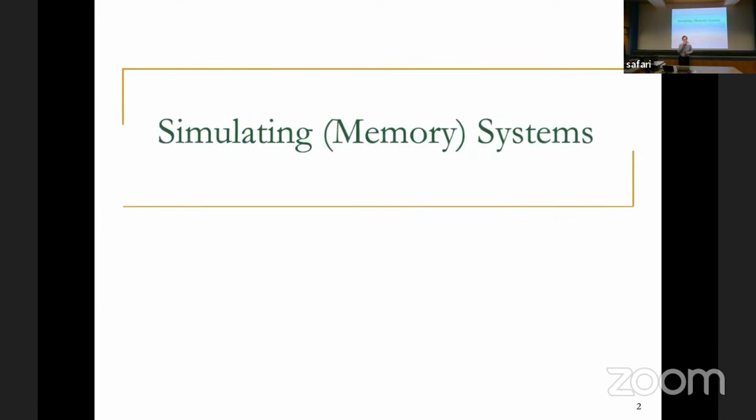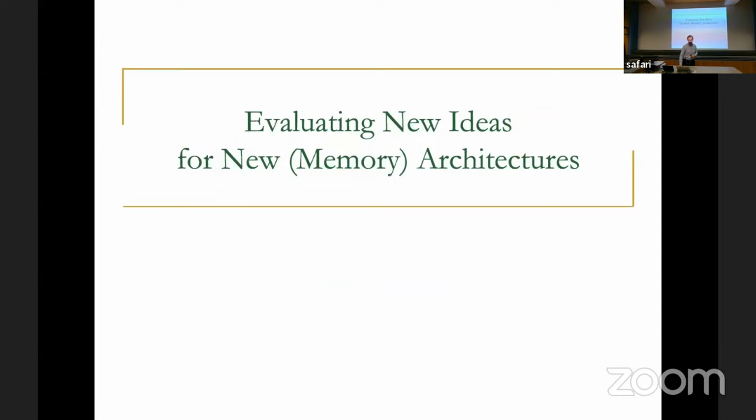So we're going to talk about simulating systems with especially a focus on memory, which is essentially what you're doing, but you'll have multi-core simulation also later. I also think about these as evaluating new ideas for new architectures. Basically, you have a new idea that's going to change the system. How do you evaluate this idea?